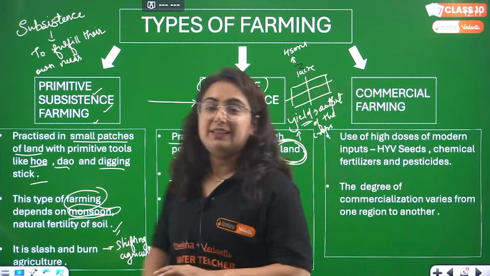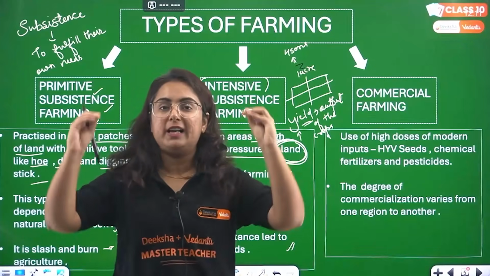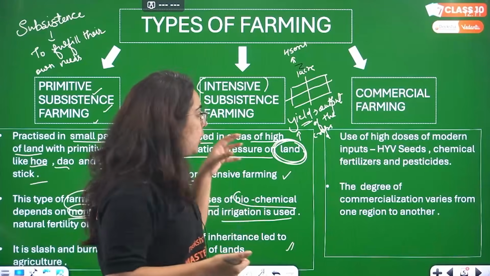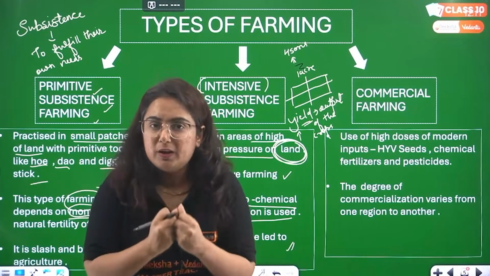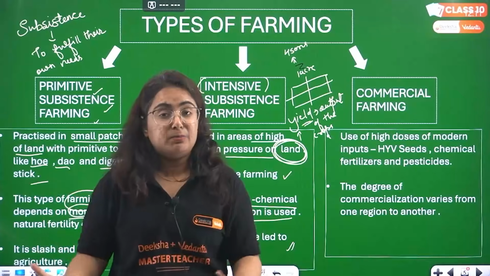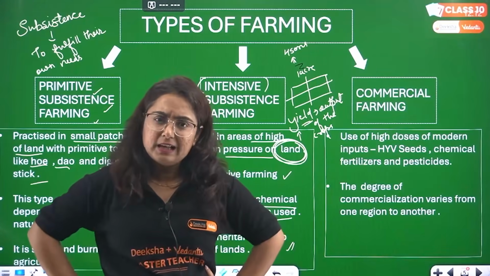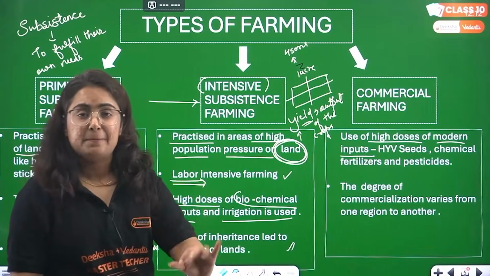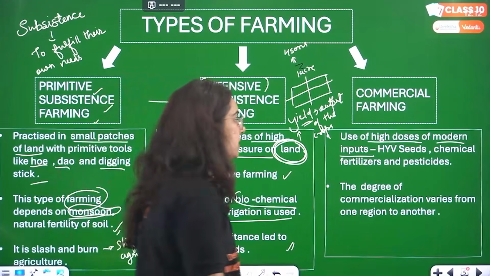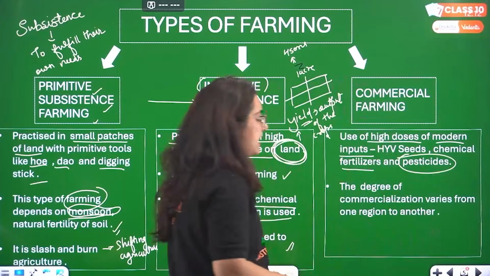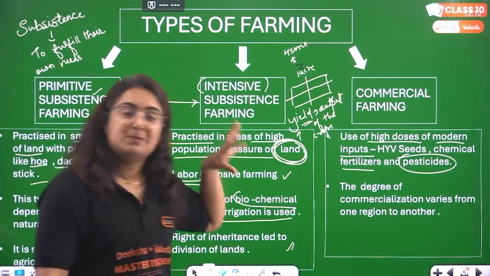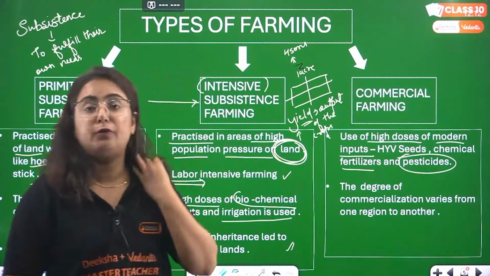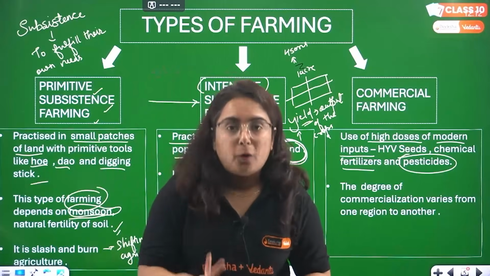Moving towards the next one, that is commercial farming. By commercial, the word itself clears that this is something to earn profit, to earn paisa. So when we talk about this, to earn money, what do we want? Maximum production. That means maximum yield. And how will we get that? By using high doses of modern inputs. And what are they? HYV seeds, high yielding variety of seeds, chemical fertilizers and pesticides as well. Right? Getting my point? The objective of commercial farming is, beta, to earn profit, like commercial farming done for tea, commercial farming done for coffee, right?